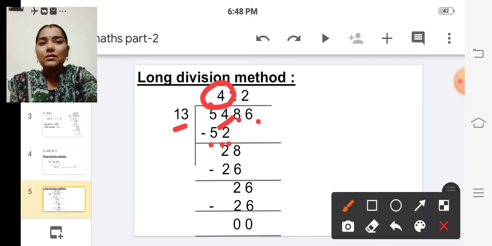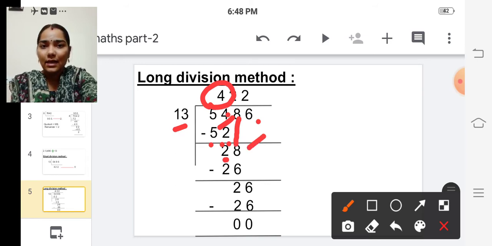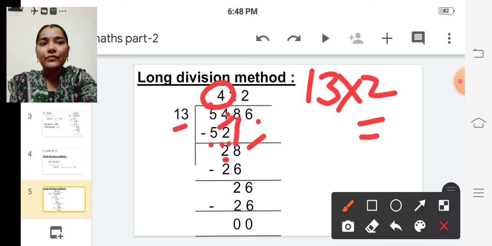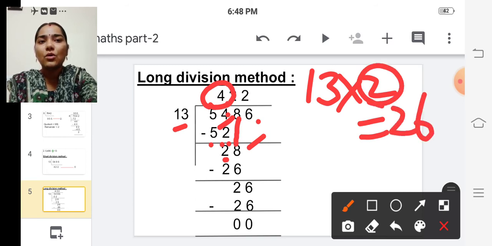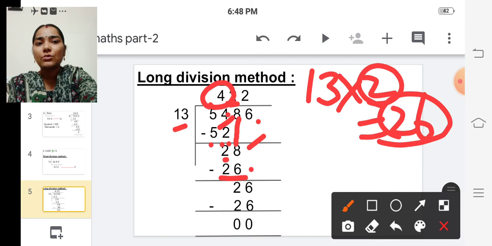Okay, 4 minus 2 is 2, and we bring down this 8 here. So the number becomes 28, and 13 2s are 26, isn't it? So we write this 2 here on the top, and write this 26 here, and subtract this 26 from 28.